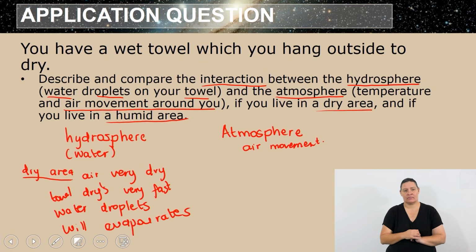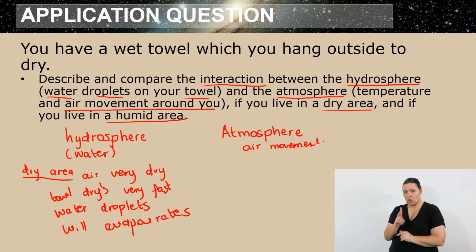Okay, sorry about that. Let's go back. The air is very dry in a very dry area. So what will happen is the towel will dry very fast and the water droplets will evaporate faster, and then the towel will be dry very quickly. But as you can see here, we spoke about the water and the air. So that shows an interaction between the atmosphere as well as the hydrosphere.